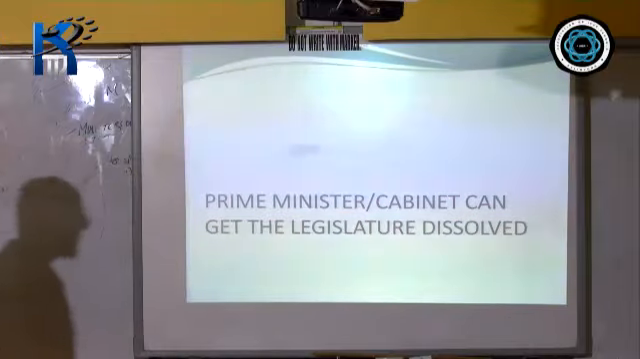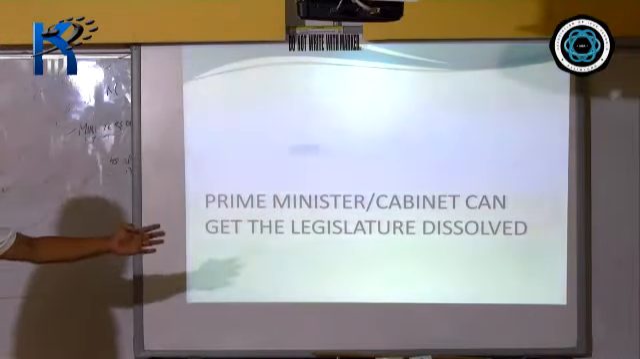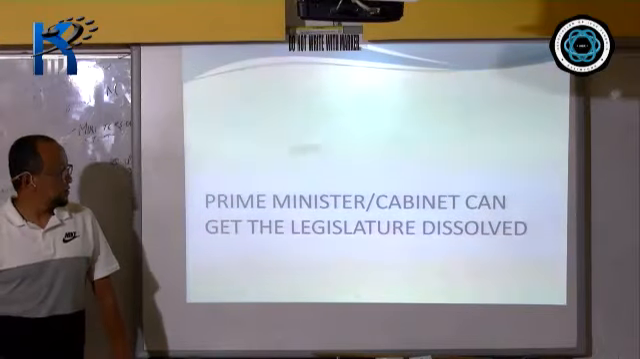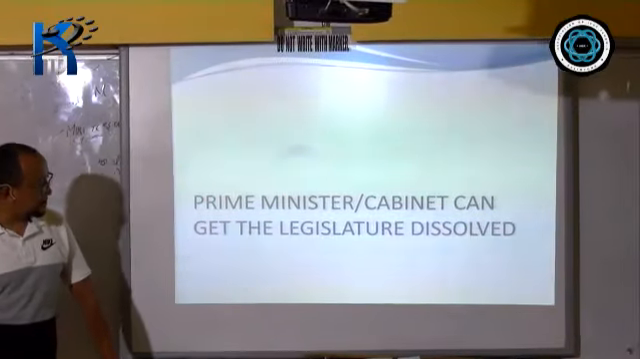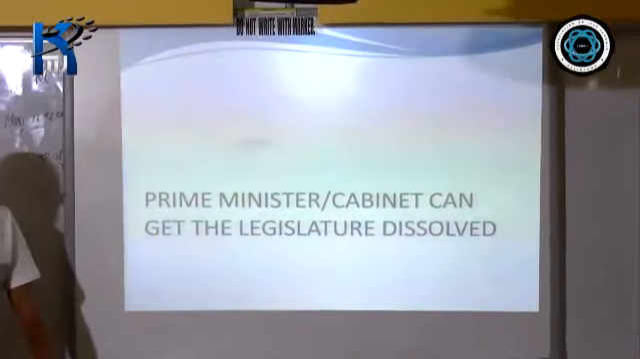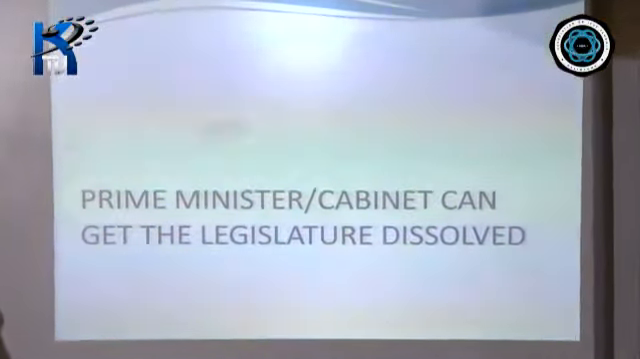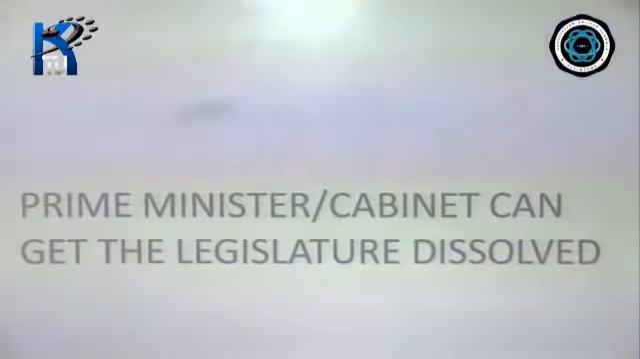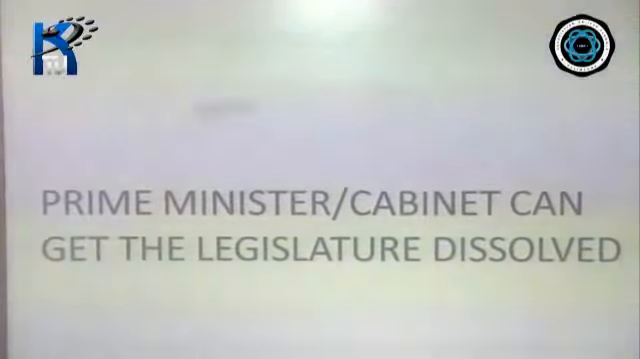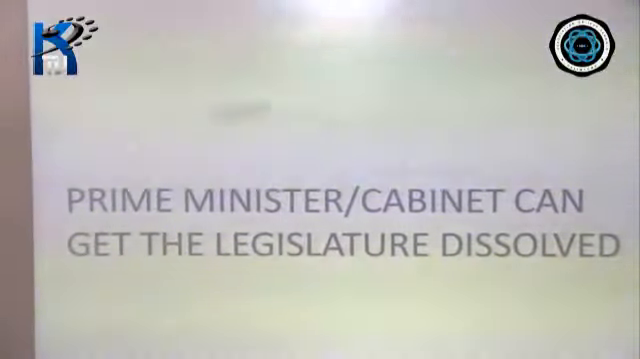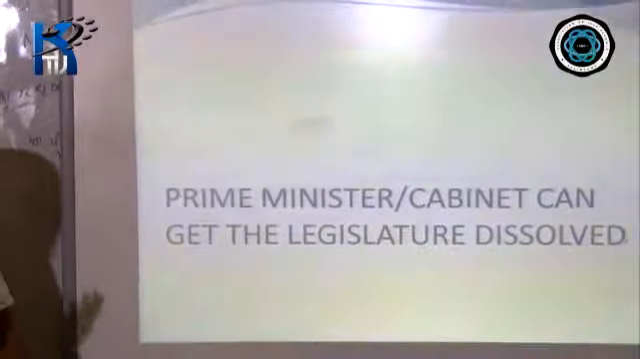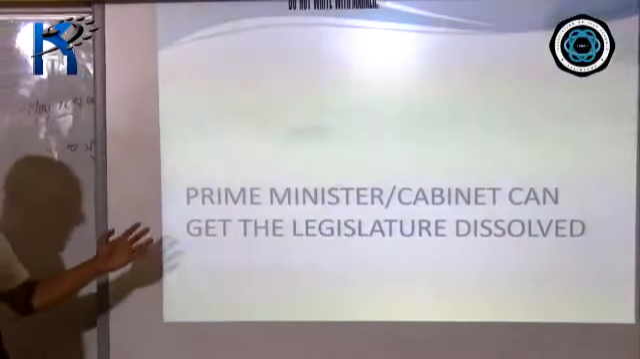The Prime Minister or Cabinet can get the Legislature dissolved. Well, in fact, we have already discussed in the previous point, when we look at the Prime Minister, the Cabinet can get the Legislature dissolved. Look at this, it's very simple. It's a kind of repetition of the previous points that we have done. What happens if the Prime Minister resigns? The House will get dissolved. As simple as that. So you can simply write that point in this.